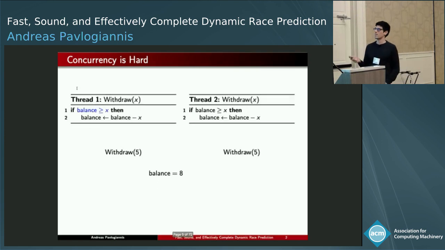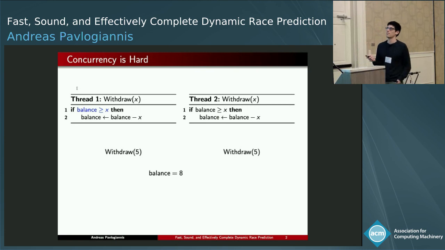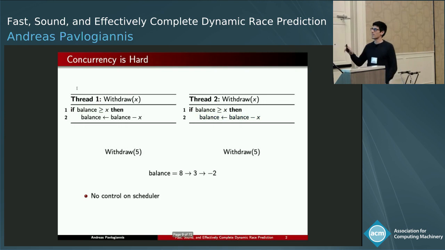You can have an execution that first checks whether the balance is enough on the left. The test goes through. You make the same test on the right. It goes through again, and then you proceed with withdrawing 5 on each side, ending up with a negative balance. Right? And this is clearly something that should not happen. So this is a kind of bug that arises in concurrency because we have no control over the scheduler, so we don't control the order in which certain instructions are executed in different threads.